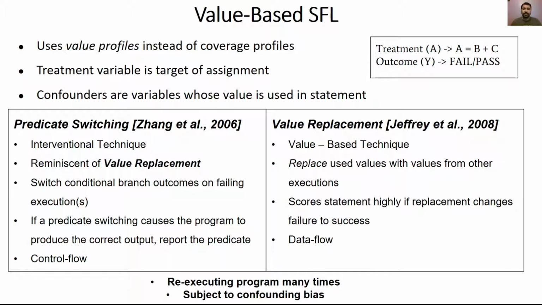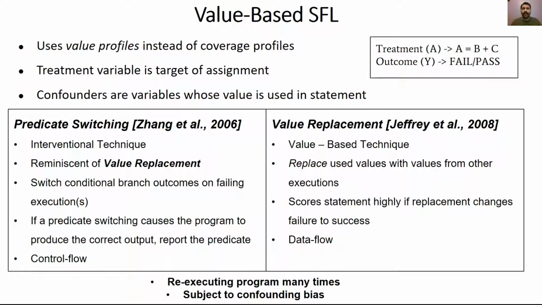The treatment variable is the target of an assignment. For example, for the assignment statement in the box, the treatment variable is A, and the outcome is the failure or success of a program execution. And the potential confounders are the variables B and C, as well as are used in the statement.